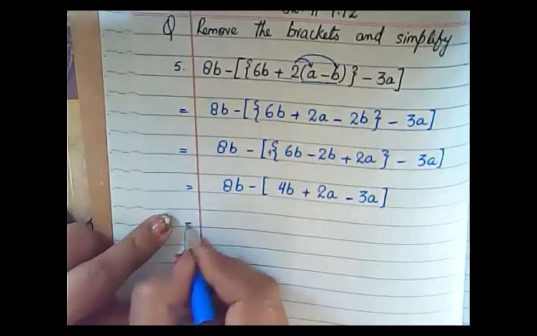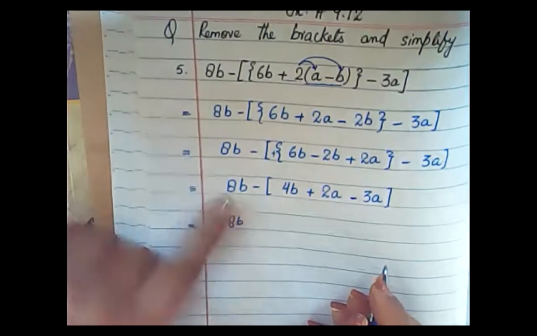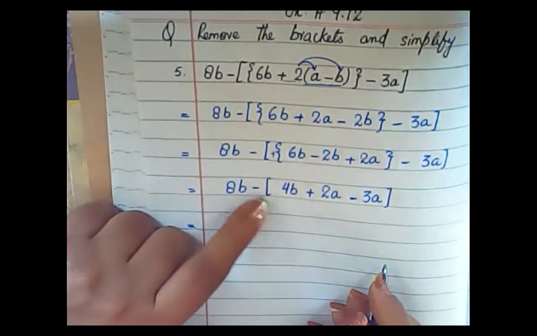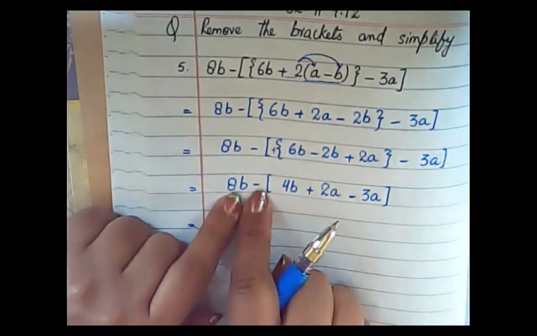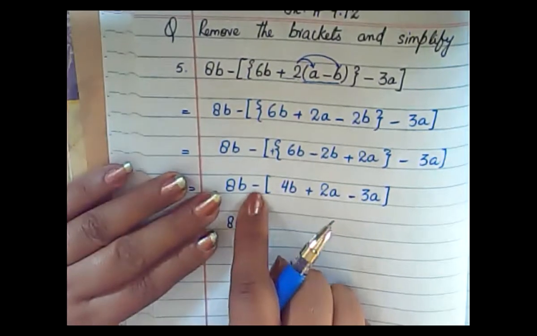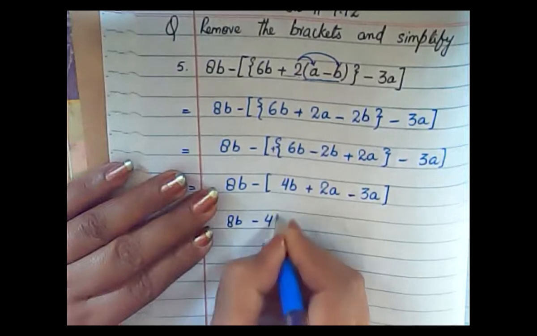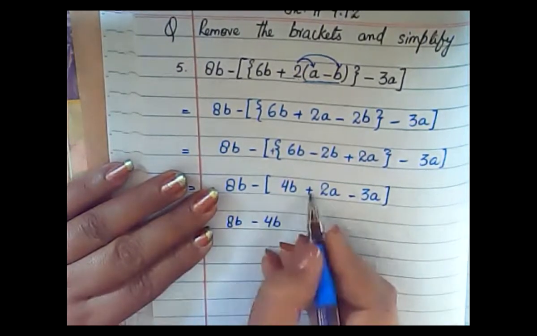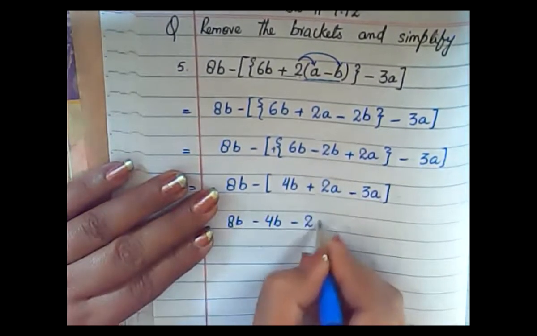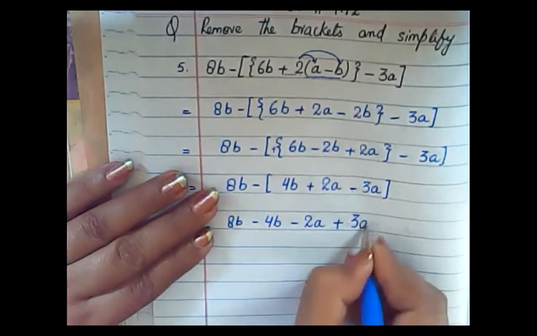So you will write it down here 8b. Now you are not going to multiply this 8 with 4. Why are you not multiplying? Because between them there is a minus sign. So no need to multiply it. Simply you will open it with the help of the minus sign. 8b, it will be minus 4b. Then minus plus will be minus. Then minus minus will be plus 3a.